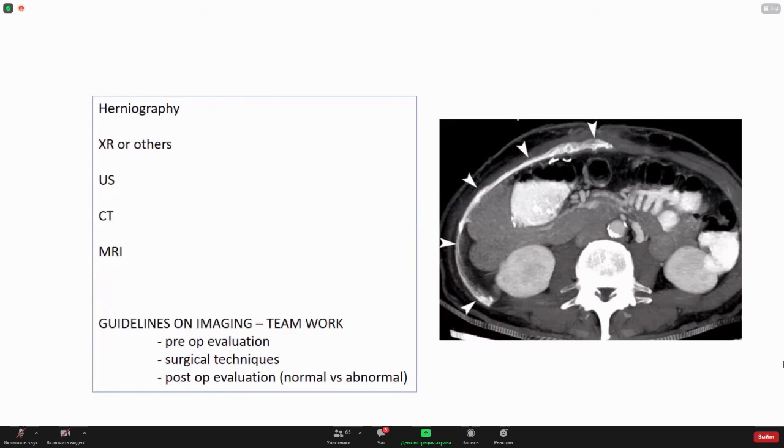Sometimes we know that radiologists are not so used to this area, and sometimes we have some difficulties speaking with them and understanding what they put in the radiological reports. And of course, the postoperative evaluation is also very important if we have a good team that can help us to solve what are the normal or the abnormal situations in our exams.